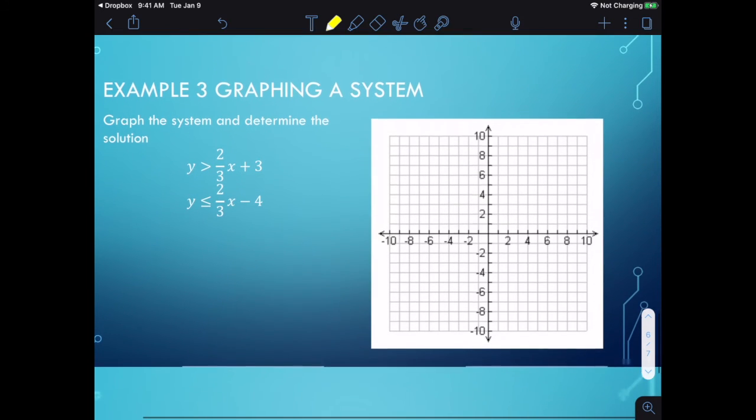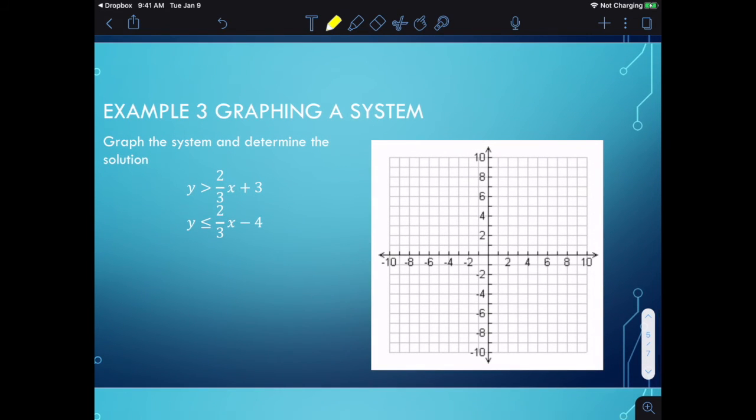Here's another example, and you're going to see why this one is an interesting one. So I have an example of graphing a system. We already have these in slope-intercept form, and so they're going to be easy to graph. The first one is y is greater than 2/3 x plus 3. So let's go ahead and graph that.